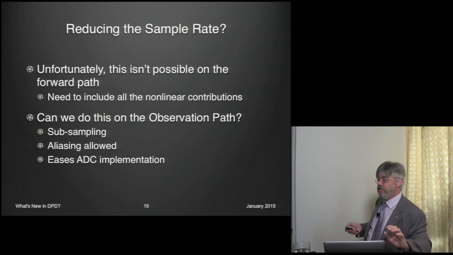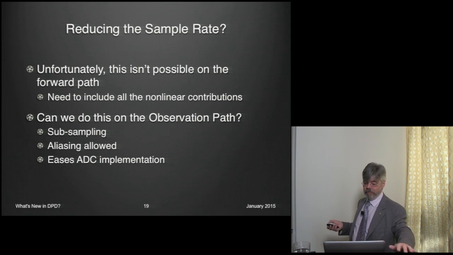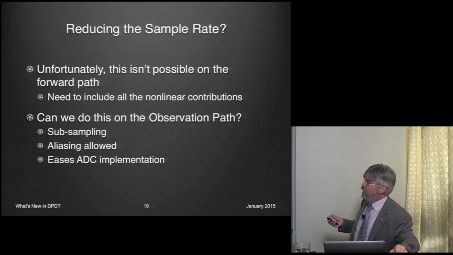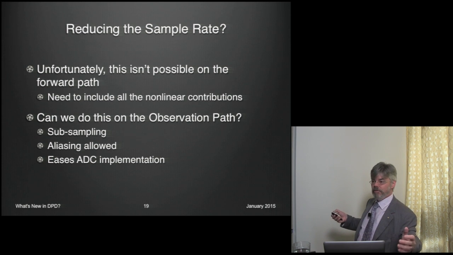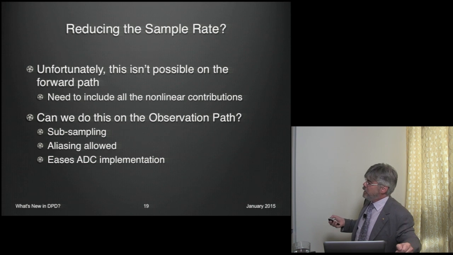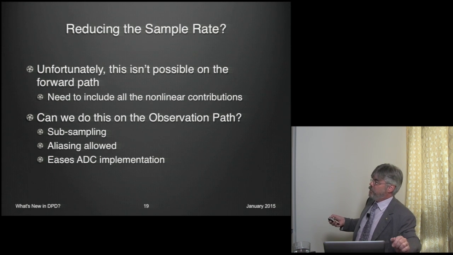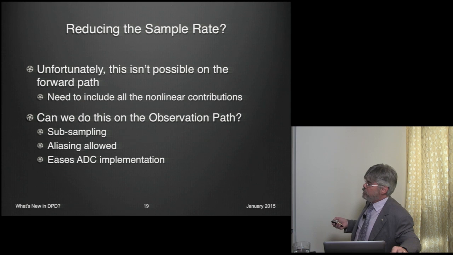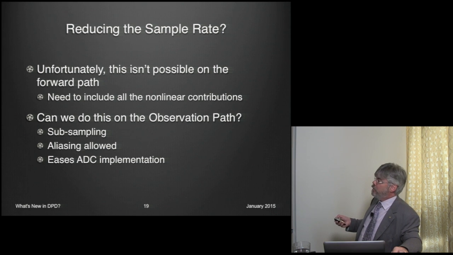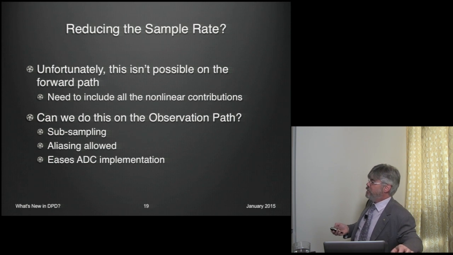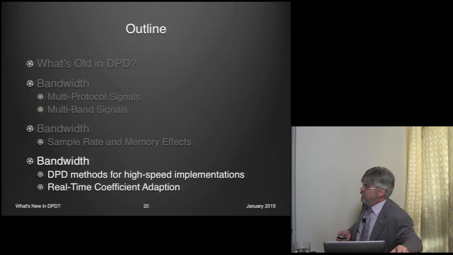So you might need to do something else. So that's a challenge. How do you keep the power down? Can you reduce the sample rate? Unfortunately, it's not possible on the forward path, on the DPD path, because you've got to include all the nonlinear contributions at every single sample. But you can do it on the observation path if you're careful about the architecture that you use. You could also argue that maybe you don't calculate the polynomial at every time and you use a rather more sophisticated lookup table approach, and there is that too. So those are the digital challenges of bandwidth.